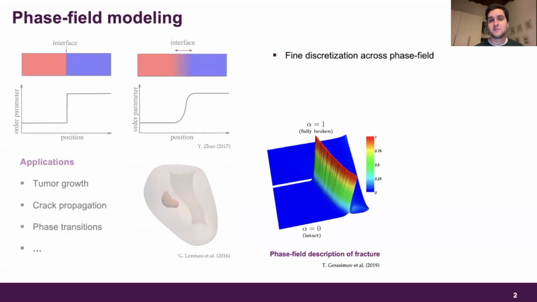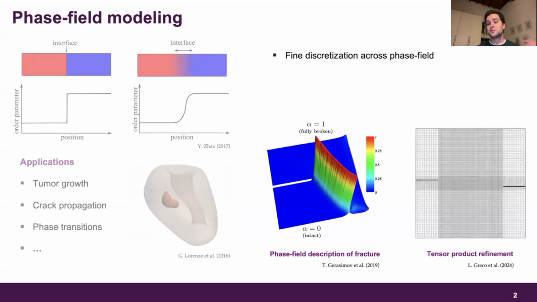However, one of the challenges of phase field modeling is the fact that one needs to have a very fine discretization across the phase field in order to be able to resolve the steep variation between the phases. The most straightforward way of achieving this fine discretization would be to perform a tensor product refinement. However, this introduces additional degrees of freedom, which translate in higher computational costs.